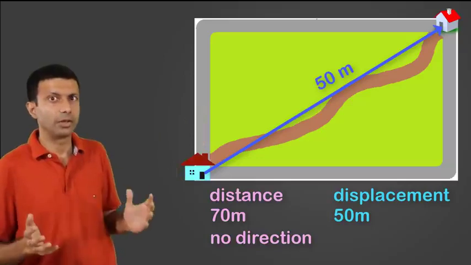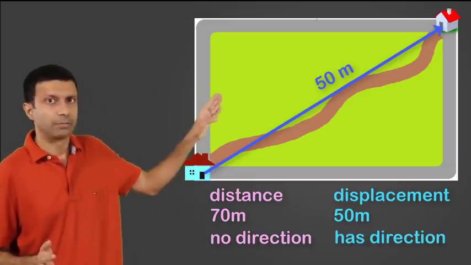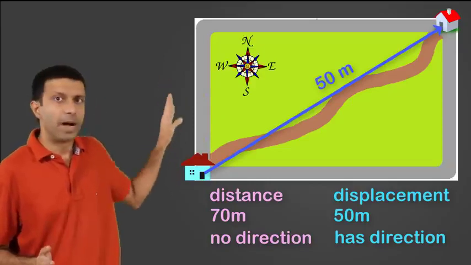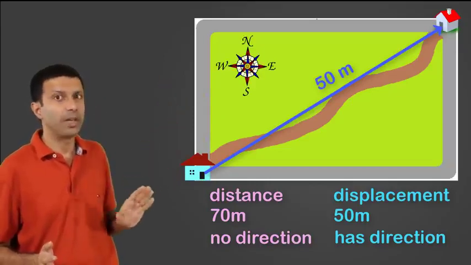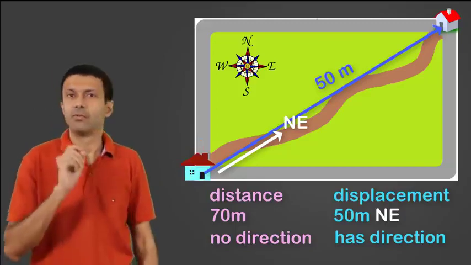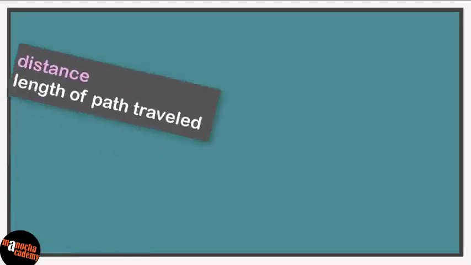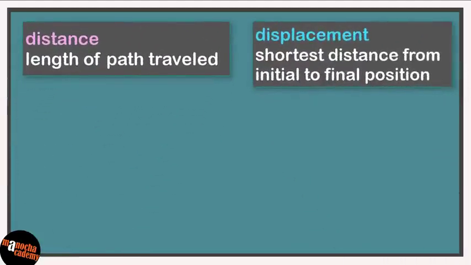Now what is the direction? From the initial to the final position. So if this is the north in the map, our direction is going to be northeast. So your displacement will be 50 meters in the northeast direction. Let's put distance and displacement on our concept board.